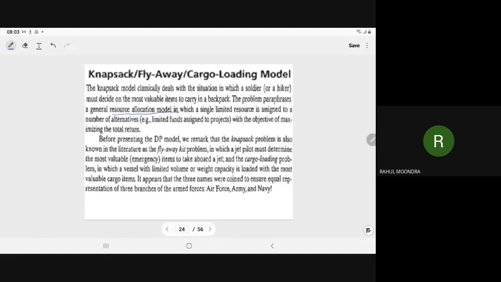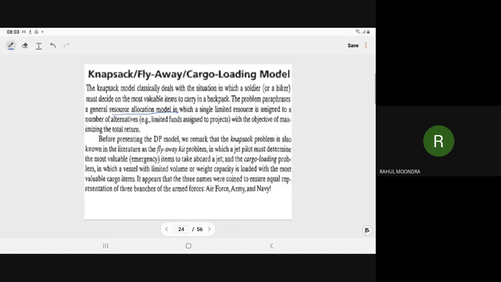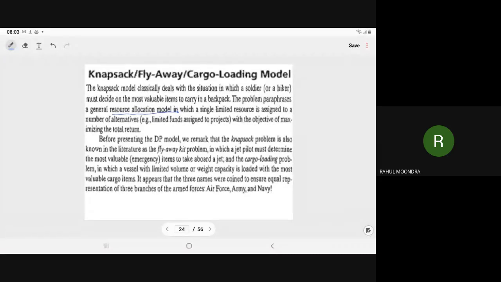The backpack problem, the knapsack problem, is a resource allocation model in which a single limited resource is assigned to a number of alternatives. We have the resource, a bag, in which we have to take a number of items, for example food, medicine, clothes, tent, like this. Or for example, we have limited funds, and we want to distribute that fund among mutual funds, FD, RD, savings, current. So we have to distribute. If you can visualize, the knapsack problem or flyaway problem or cargo loading problem is nothing but the resource allocation model.